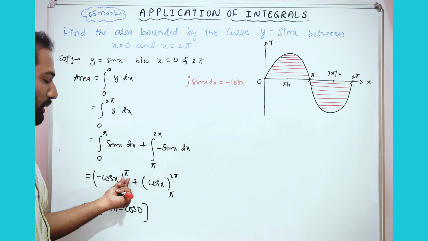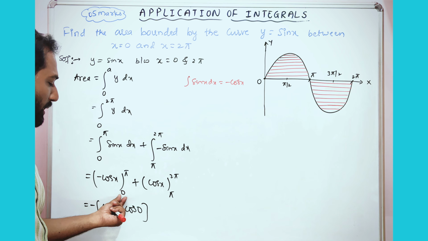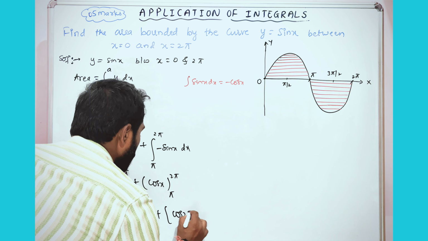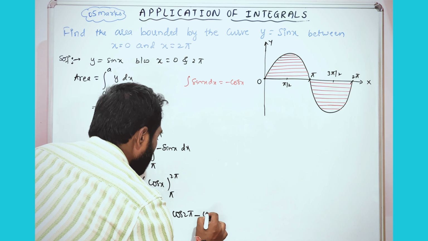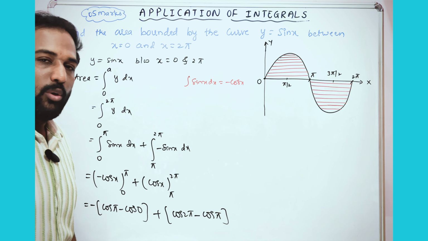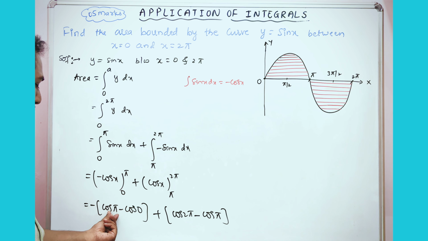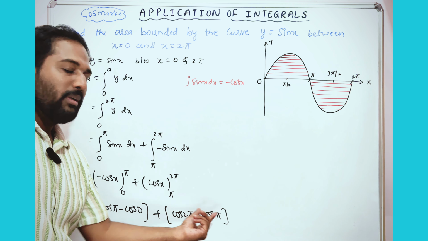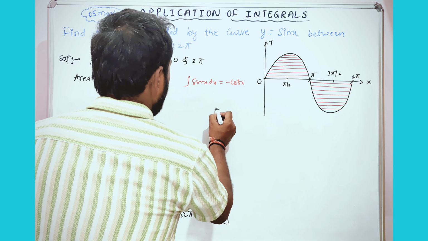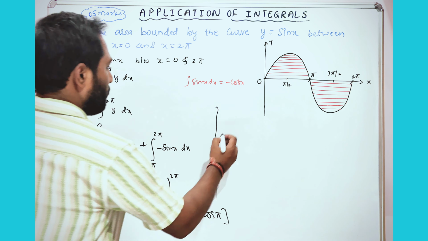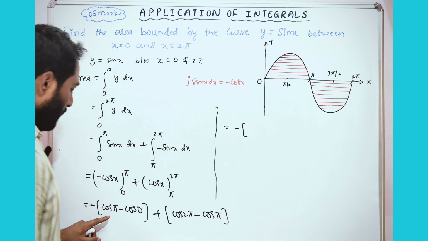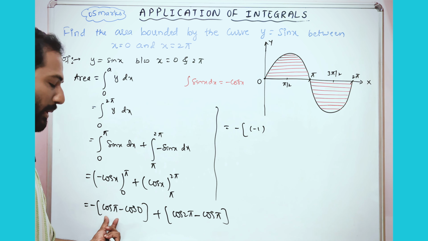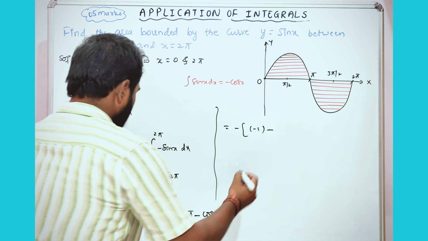Where you have x, use upper limit pi, and where you have x, lower limit 0. In between, this plus as it is. Same here: cos 2 pi as upper limit minus cos pi as lower limit, upper limit minus lower limit. Simple. Just use those values here. Minus, cos pi value is minus 1. Cos pi is minus 1, and this minus as it is.